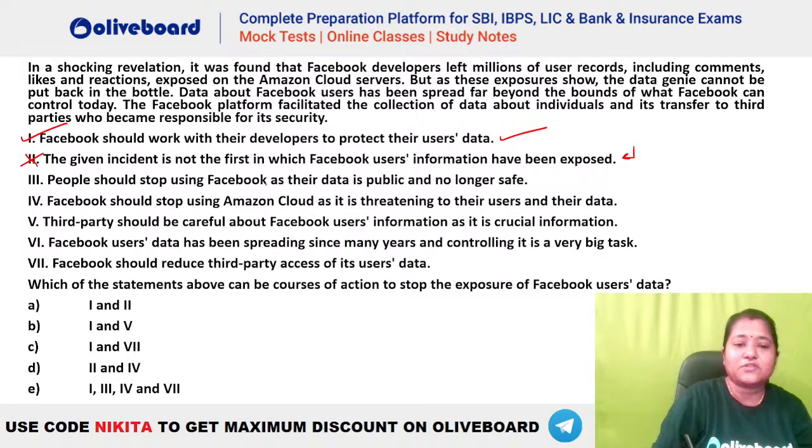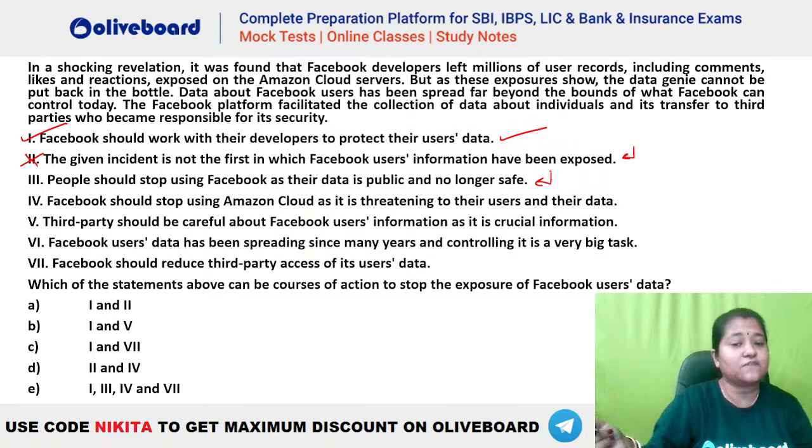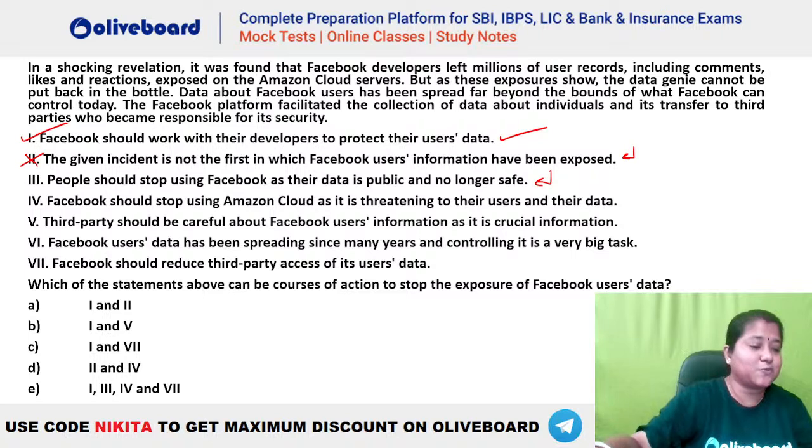People should stop using Facebook as their data is public and no longer safe. Now, this would have been a course of action for the people. But the question is not about the course of action for the people here. The question is which of the following should be the course of action from Facebook, isn't it? So, which of the statements can be a course of action to stop the exposure of Facebook users' data? Now, you can see, although it is not exactly from Facebook also, but this one, that is, you should stop this, is a very harsh step, isn't it?